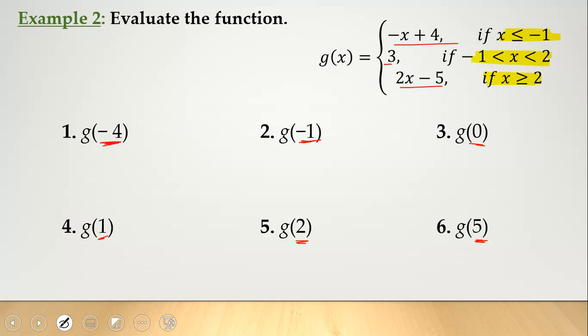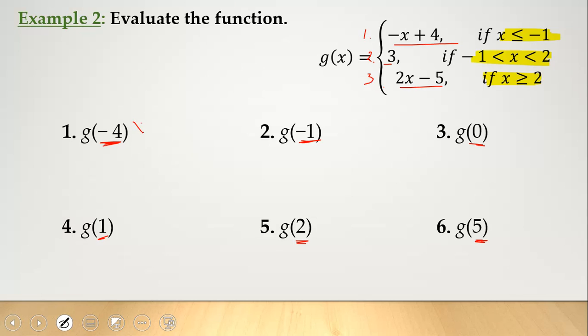So you're going to use function number 1 when your x values are less than or equal to negative 1. You're going to use function number 2 if your x value is somewhere from negative 1 to 2, not including negative 1 and 2. And you're going to use function number 3 if your x value is greater than or equal to 2.